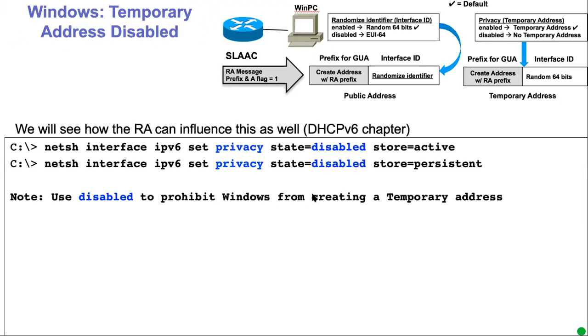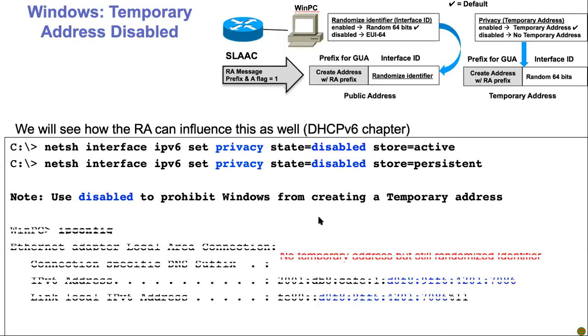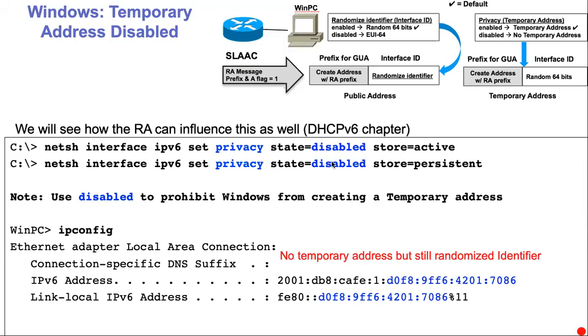We can disable that. If I disable the temporary address in Windows, so I set privacy state disabled, notice that there's no longer a temporary address. But because we did not disable the randomized identifier, the public IPv6 address and the link local address are still using randomized identifiers.